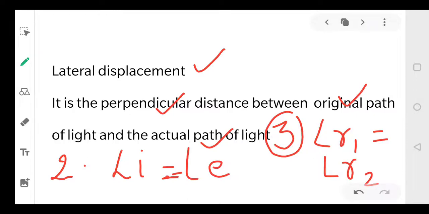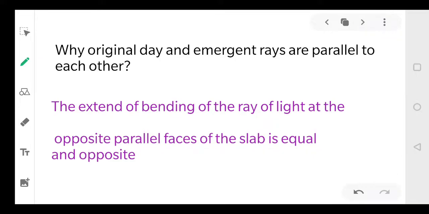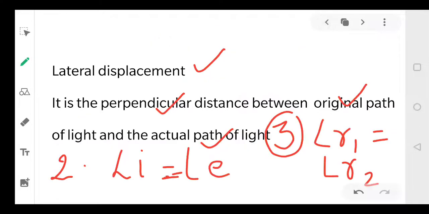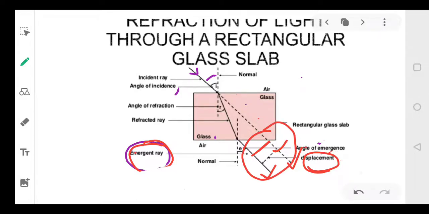Now coming to the very important question again. Why are the original path of light and the emergent ray parallel to each other? I've just shown you that these two rays will be parallel to each other. This is your emergent ray and this is your original path of light. The dotted line is called the original path of light.